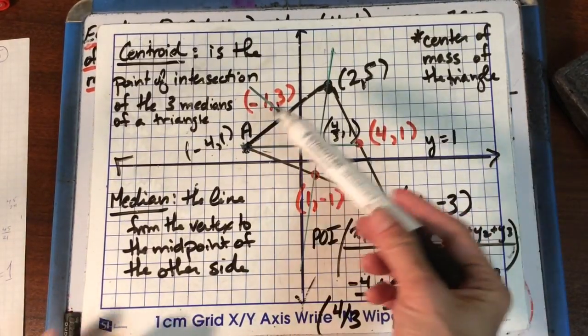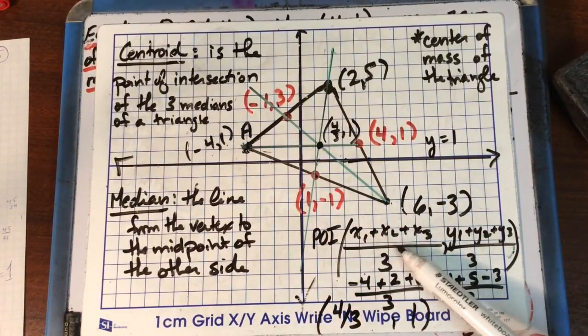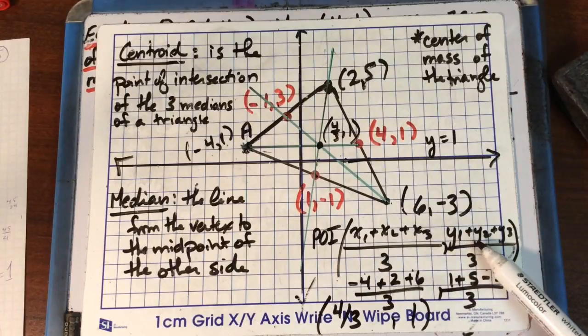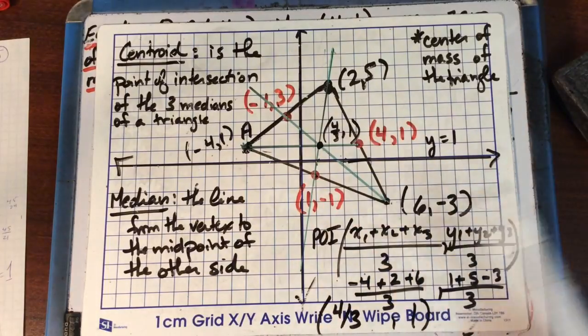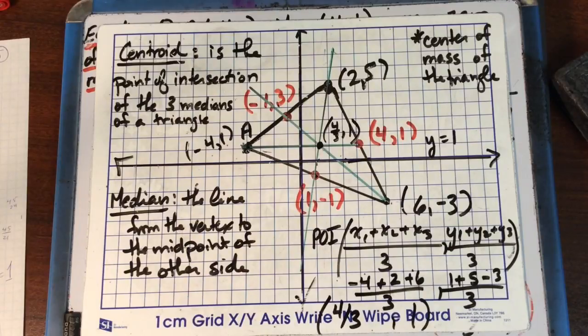And it works out. So you could have used simply the vertices, divide by 3, each one, x1 plus x2 plus x3 divided by 3, y1 plus y2 plus y3 divided by 3. Or you could have used the medians. Okay? So it works for both. And this is called the center of mass of the triangle. And now we'll go to the orthocenter.